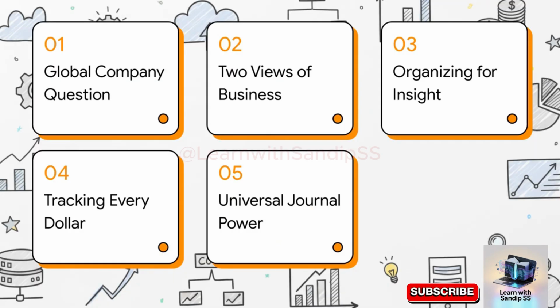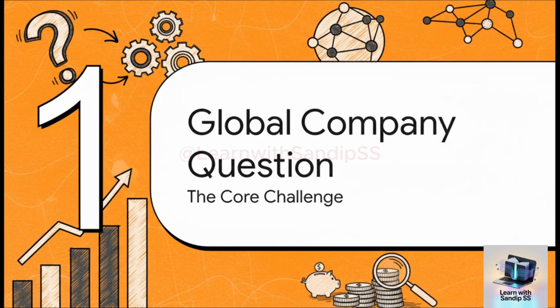Here's how we're going to break this down. We'll kick things off with a real-world problem, a question that a global company is trying to answer. Then, we'll explore the two different lenses you can use to view a business. After that, we'll see how SAP organizes everything for real insight, how it keeps track of every single dollar, and finally, we'll reveal the secret weapon that brings it all together, the Universal Journal.